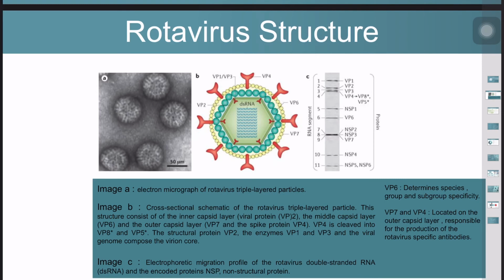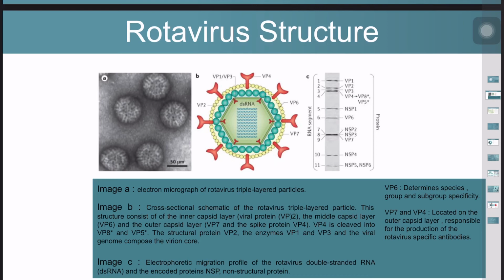Image A is the electron micrograph of rotavirus triple layer particles, and image B is the cross-sectional schematic of the rotavirus triple layer particles. The rotavirus structure consists of the inner capsid layer, middle capsid layer, and the outer capsid layer.